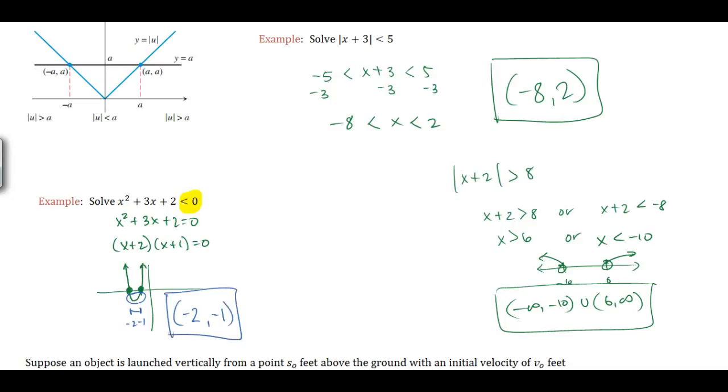That is our interval. You could have graphed it on a graphing calculator, or you could have graphed it on Desmos, or if you know what the graph looks like, you're good to go.